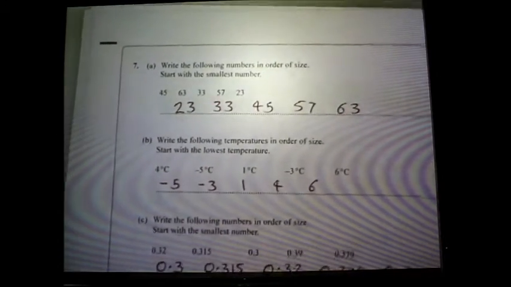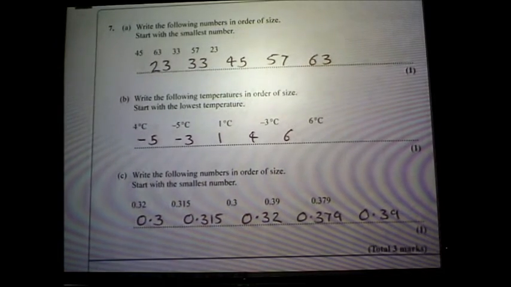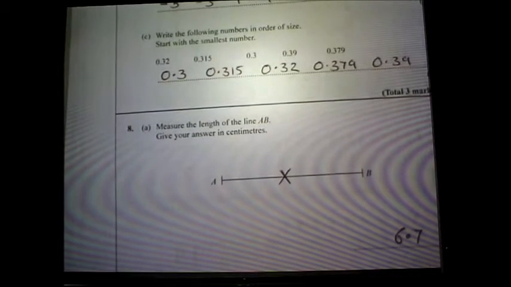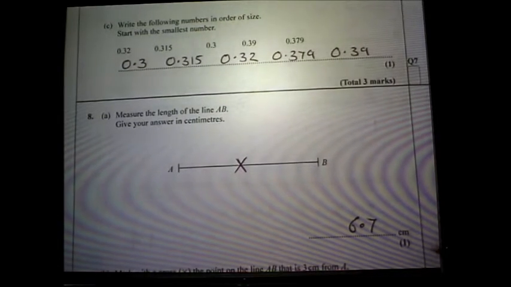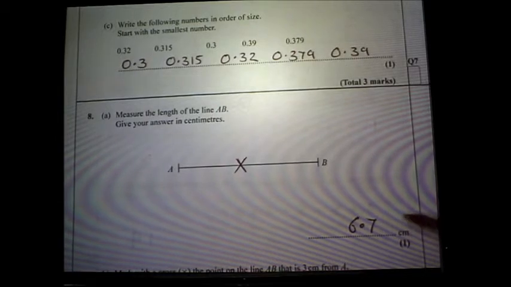Question number 7. Put these numbers in order. Well, there you go. I'll just leave that on the screen. Press pause if you want. Okay, next one. Measure the line. 6.7 centimetres. The mark scheme says from 6.6 to 6.8, so anywhere in between there is fine.